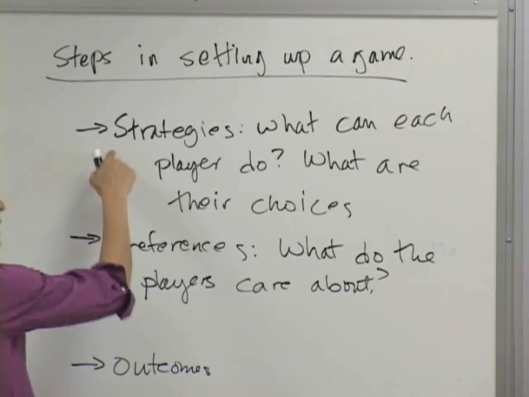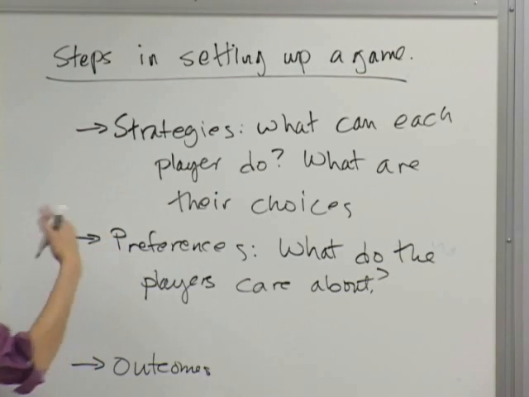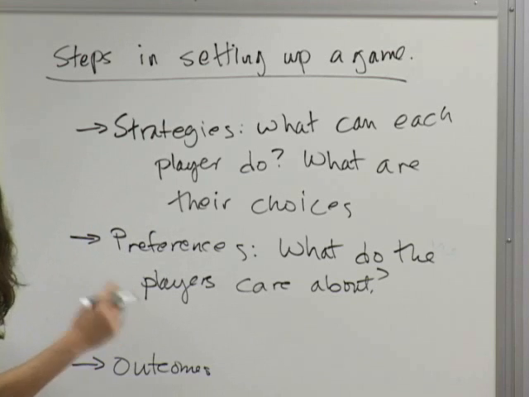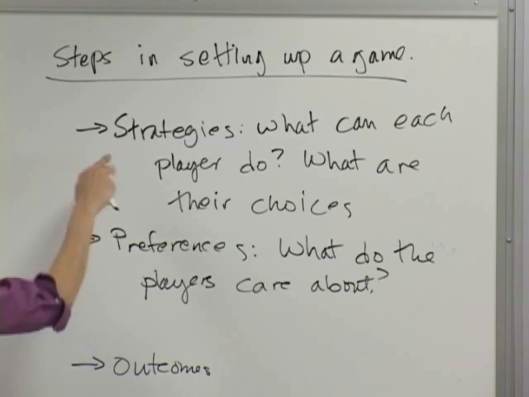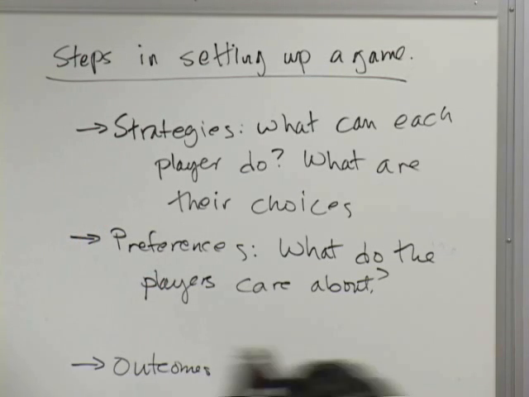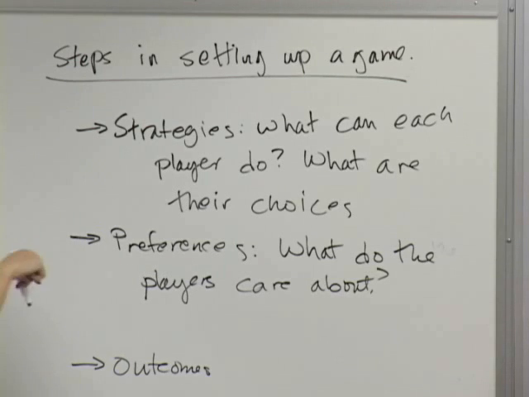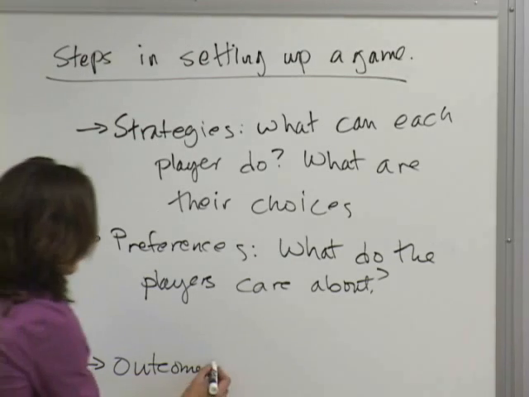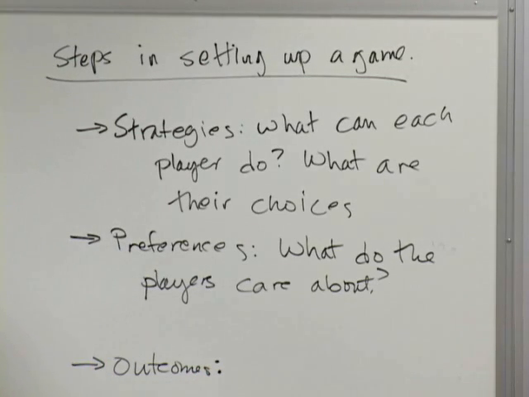Okay? We need these two things. Obviously, we need them when we're setting up a game because they're parts of the game. The strategies are either the labels on the branches, if it's a sequential game, or the labels on the rows and columns, if it's a simultaneous game. And the preferences are captured by the payoffs. Okay? So these are obvious, you can't have a game without these things. What's less obvious, but equally important, are the outcomes.